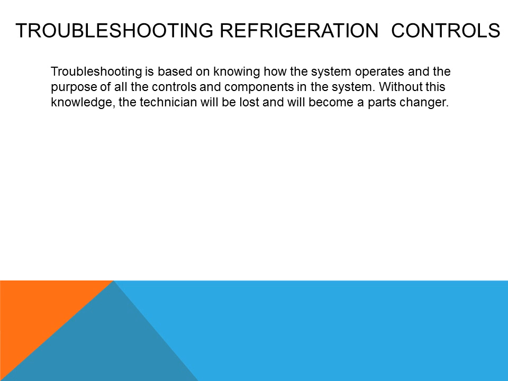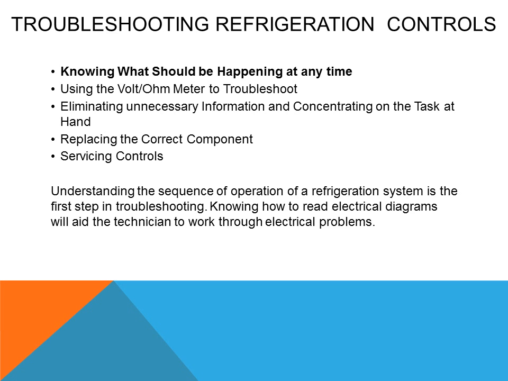Troubleshooting is based on knowing how the system operates and the purpose of all the controls and components in the system. Without this knowledge, the technician will be lost and will become a parts changer and not a technician. Understanding the sequence of operation of a refrigeration system is the first step in troubleshooting. Knowing how to read electrical diagrams will aid the technician to work through electrical problems.